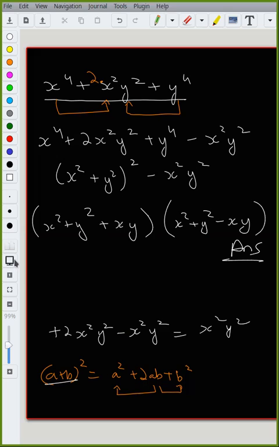Where did you get a cube from? I don't understand. There's nowhere you get a cube anywhere.